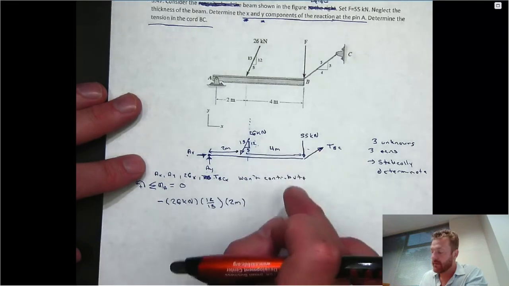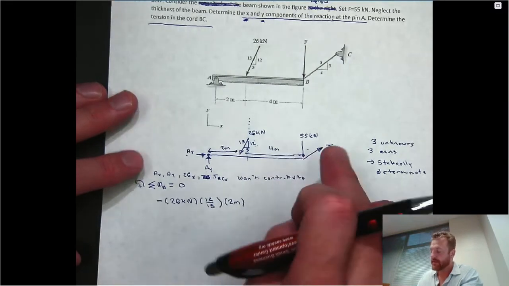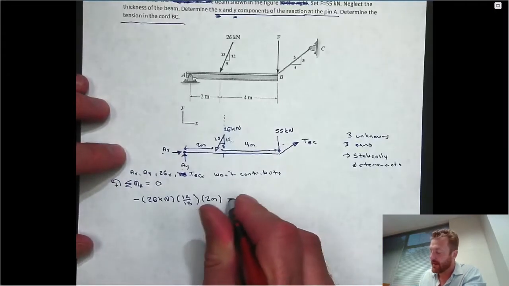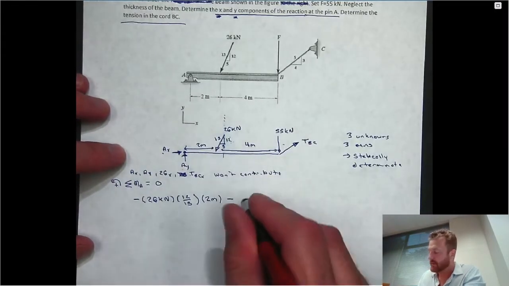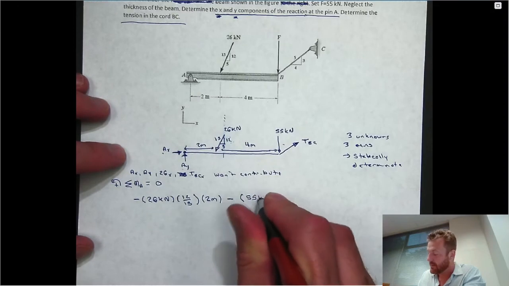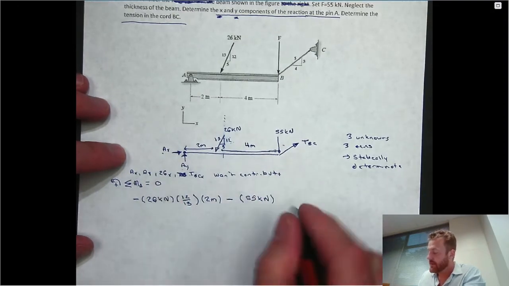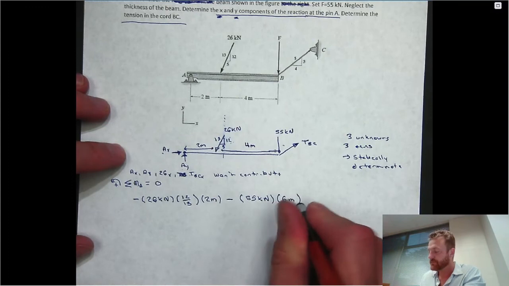Next thing we want to do is the 55 kilonewton force. Hopefully everyone sees that it will also induce a clockwise rotation. So by our sign convention, it is negative. It doesn't need to be decomposed because it's purely in the minus y direction. And the perpendicular distance here will be 6 meters.